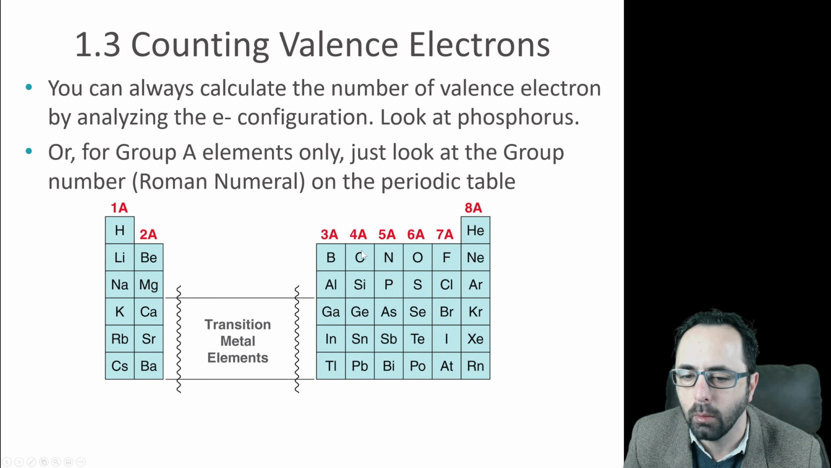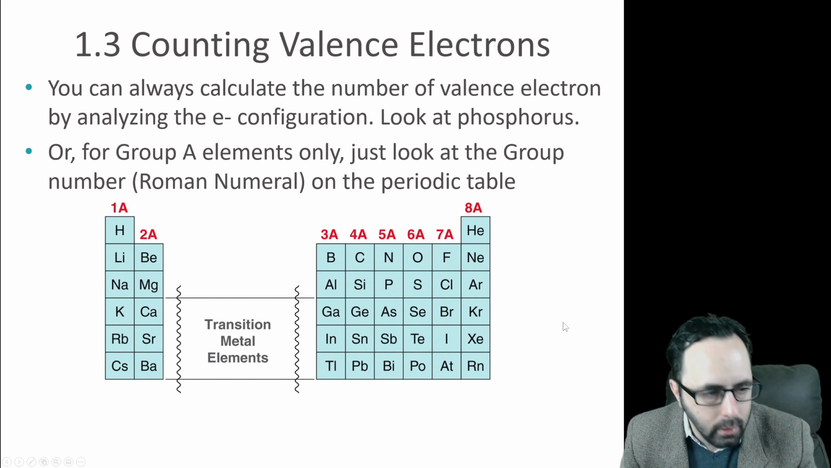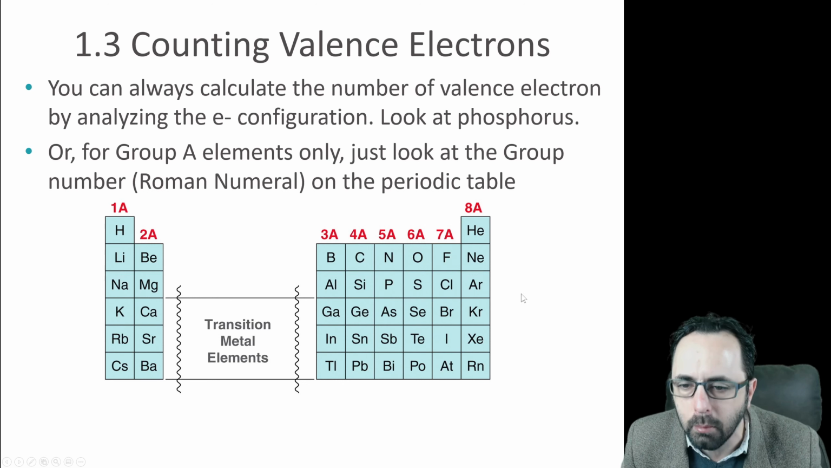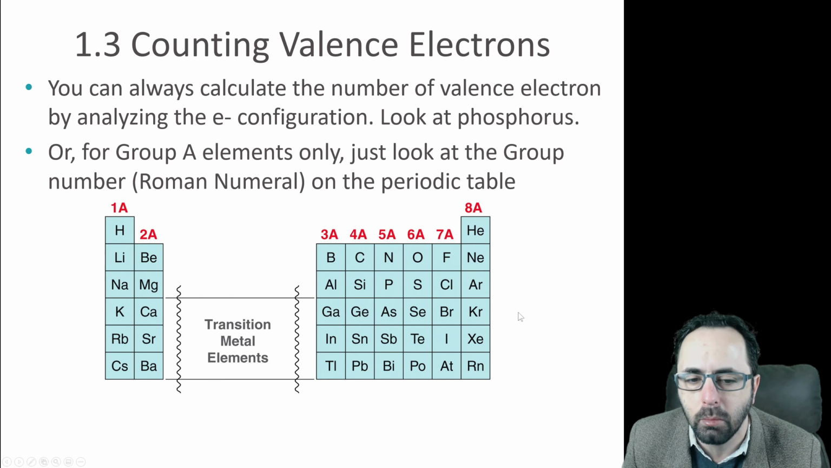So carbon will want to make 4 bonds to have 4 more to have 8. Nitrogen will want to make 3 bonds to have 3 more. Oxygen would make 2 bonds. Fluorine would make 1, and the noble gases generally don't bond very often. They can be forced to bond, but we won't really have to think too much about that in OChem.